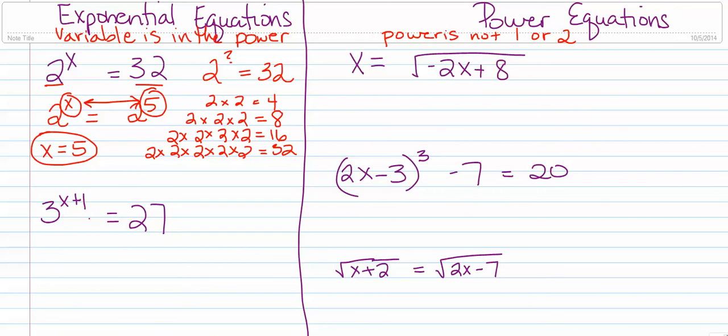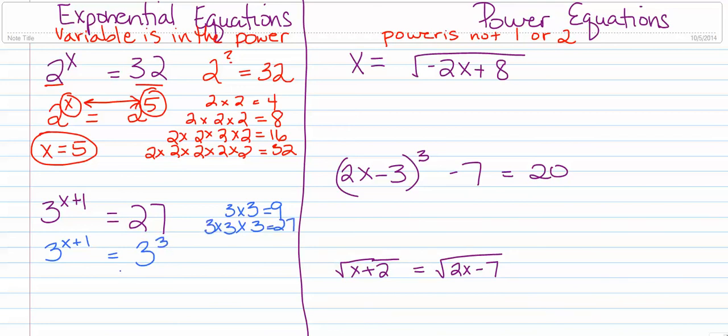In the next one, we've got 3 to the x plus 1 power equals 27. Again, in order to answer this question, we have to be comparing apples to apples. Is it possible to write 3 to some power to get 27? Well, I know that 3 squared, or 3 times 3, is 9. Let's times by another 3, and we get 27. So 3 to the third is the same thing as 27.